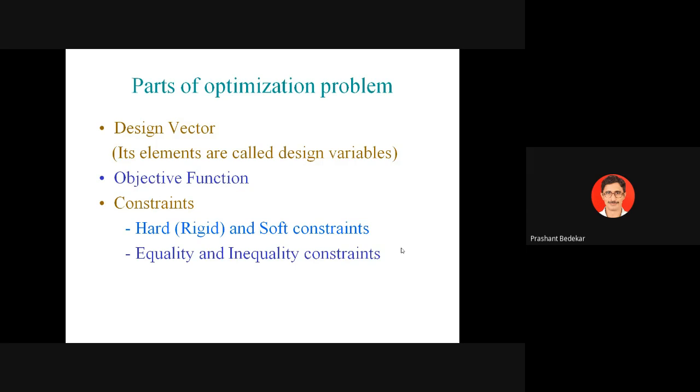And that is why we do not have a constraint of less than only or greater than only. If it is less than, it will be less than equal to. If it is greater than, it will be greater than equal to. So less than equal to and greater than equal to, these constraints are called inequality constraints. And if we have only equal to, that is called an equality constraint. So these are the parts of an optimization problem.